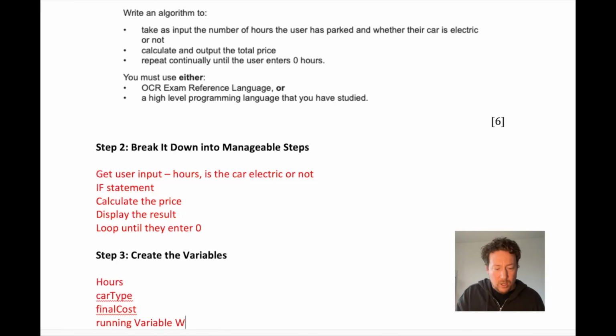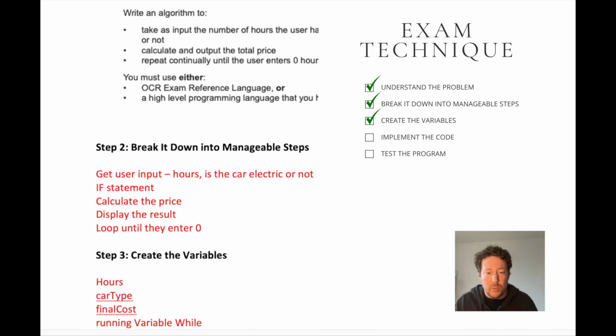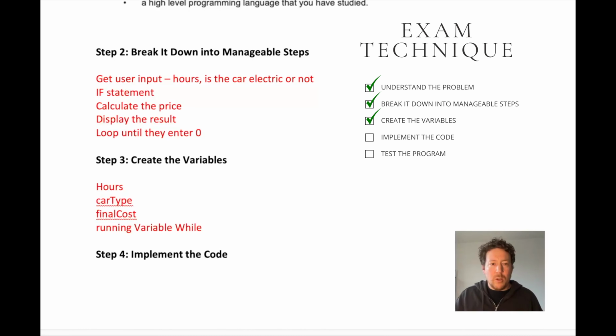And I'm just going to say while. So that's what I'm going to use for this. Now this running variable is the thing that we're going to flag as not running anymore once we enter 0. So I've got my variables now. Now I'm going to try implementing this code.